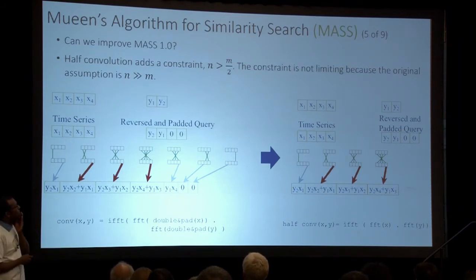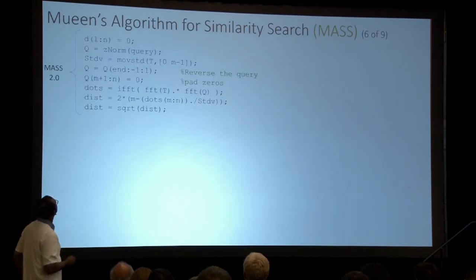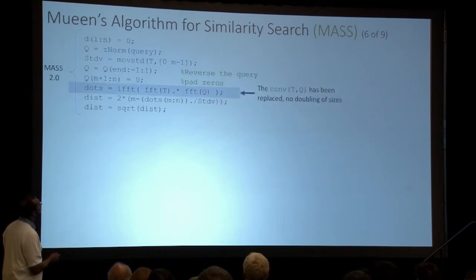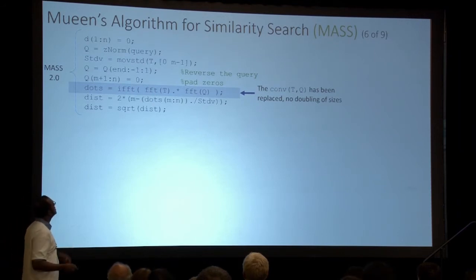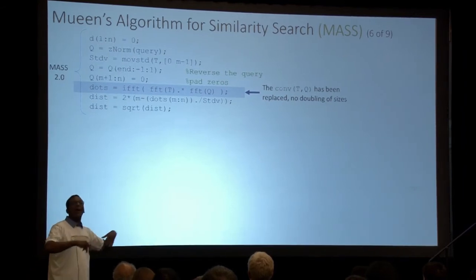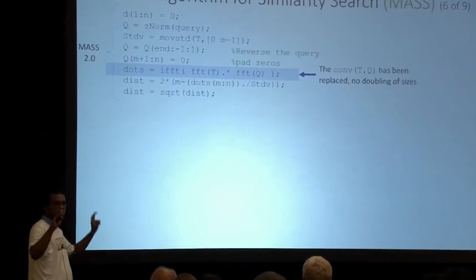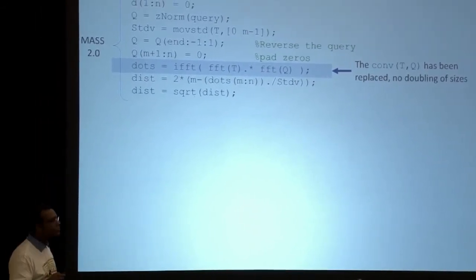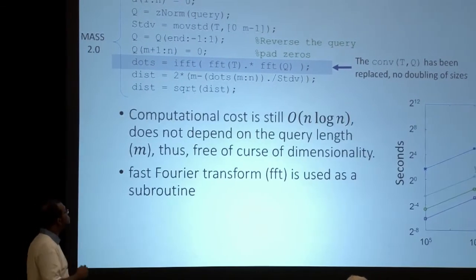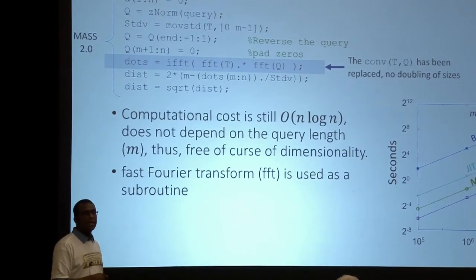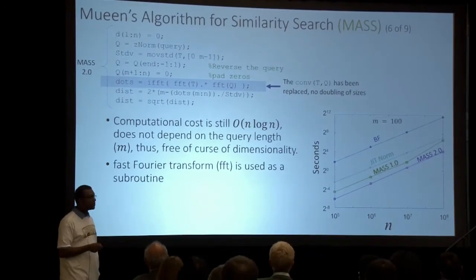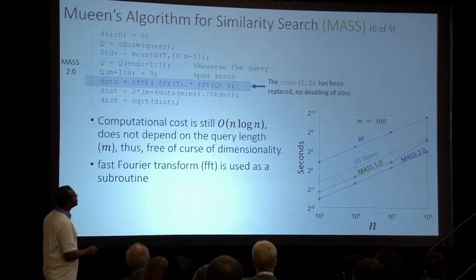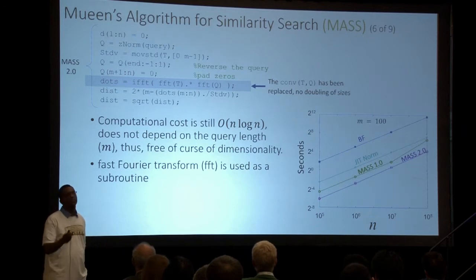Okay, so let's change the code. We had this thing, and we change this line: instead of convolving the query and the time series, we will use this manual convolution, kind of half convolution. So we'll not use the convolution function as it is. We will use Fourier transform and then inverse Fourier transform to calculate that. How does it do? The complexity remains the same. Instead of convolution, we are using fast Fourier transform, and that gives us MASS 2.0, which is faster, because you don't do half of the calculations.